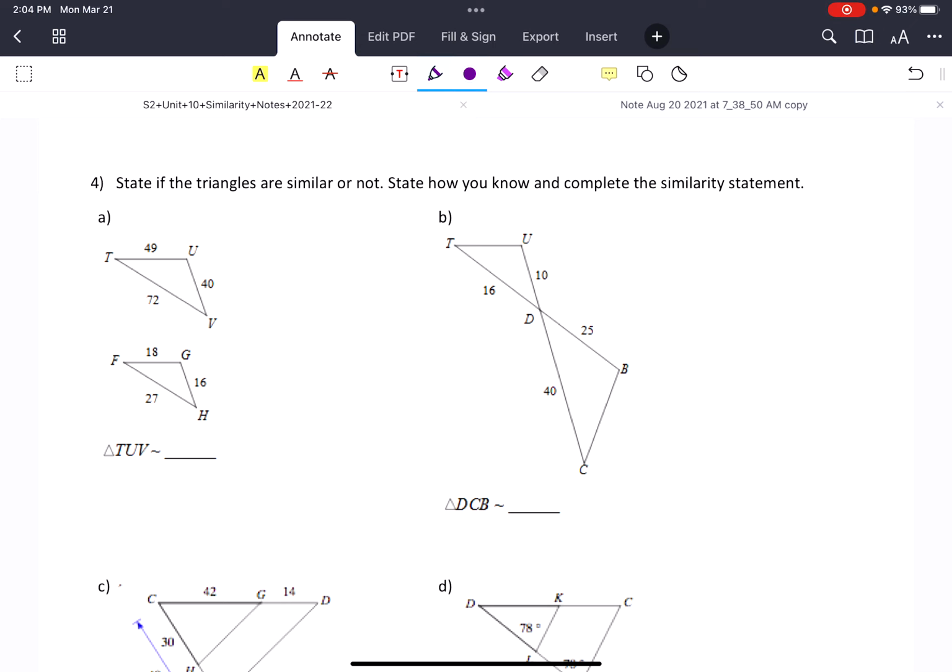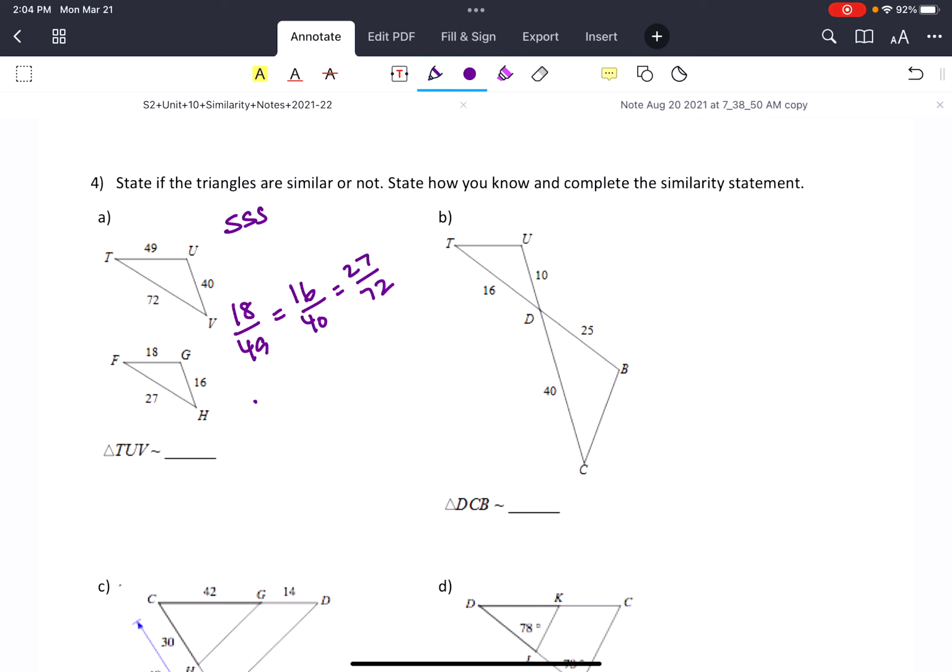So in example A, I have a side, a side, a side. So I am looking to see if I have side, side, side similarity. They're oriented the same way so that we can check it this way. 18 divided by 49, and you could do 49 divided by 18. It really doesn't matter. Your decimals will be different, but they will all be the same as each other, and that's what we're looking for. So I'm going to set mine up this way.